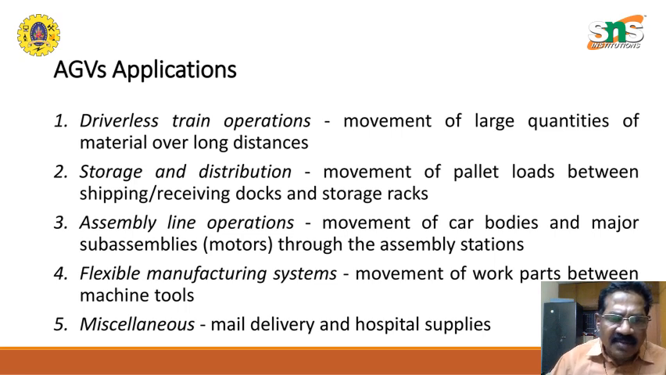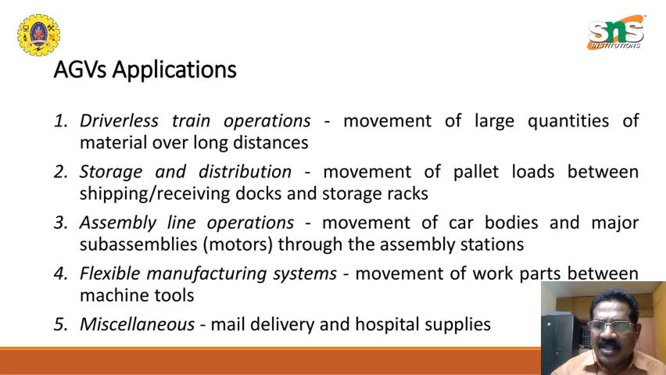You also have a miscellaneous type, which is mail delivery and hospital supplies. Now these are all the different kinds of AGVs, and we will stop here and continue with one more video for this same unit.